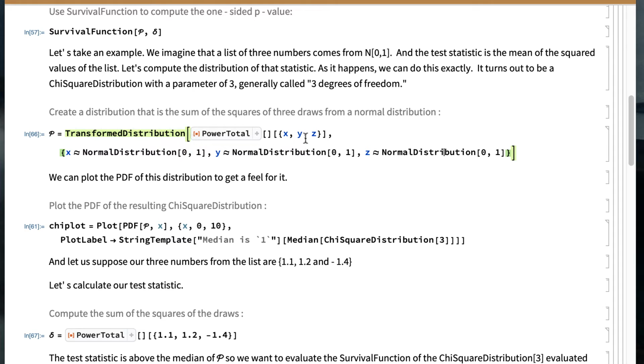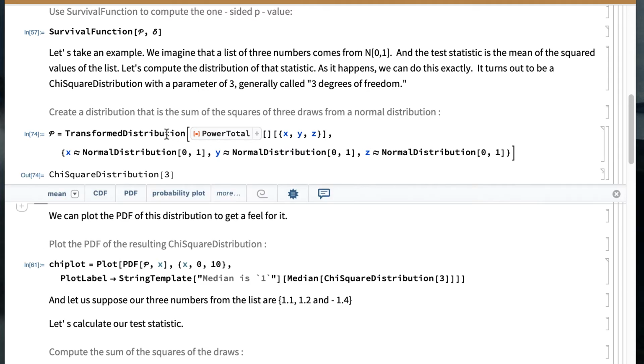You remember in a prior video we discussed what the PowerTotal function does. In this form, it takes the sum of the squares of whatever this list is. So we're going to get a transform distribution, which is the sum of the squares of three numbers drawn from three identical normal distributions. And Wolfram Language is smart enough to know that this transform has a name: a chi-square distribution with 3 degrees of freedom.